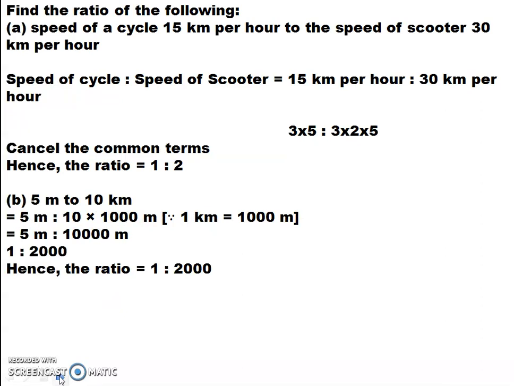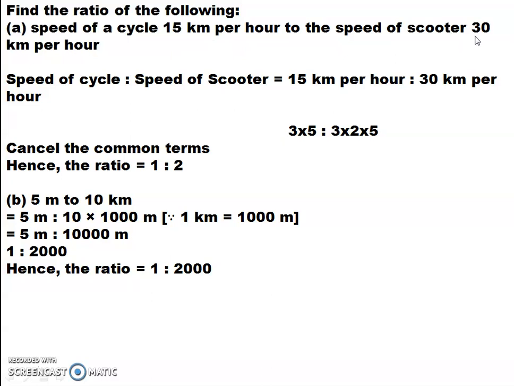Find the ratio of the following. This is your exercise 8.1, first question. Speed of a cycle 15 km per hour to the speed of a scooter 30 km per hour. So what are you comparing here? You are comparing the quantity speed. Okay, speed of a cycle to the speed of a scooter. Okay, now what is the speed of a cycle? It is 15 km per hour. What is the speed of the scooter?